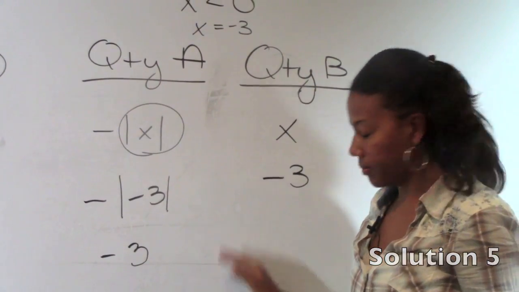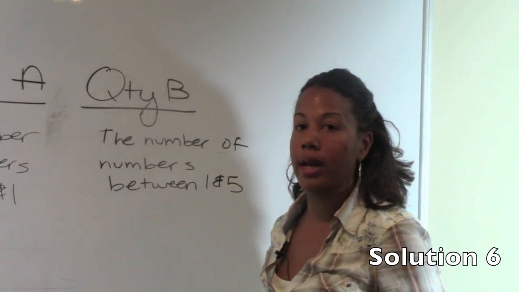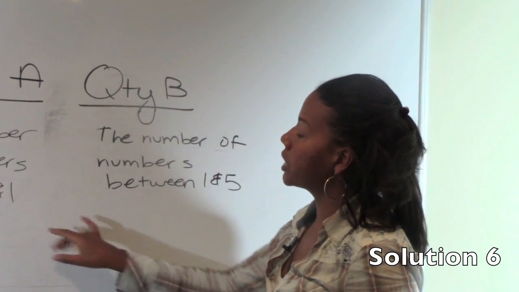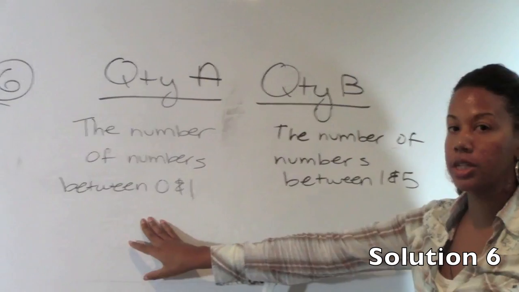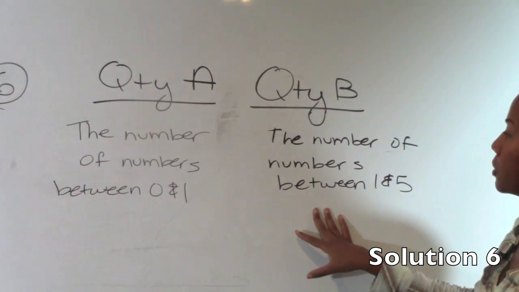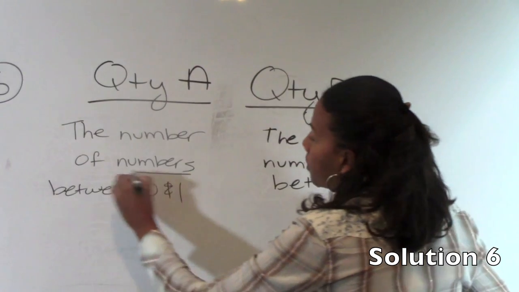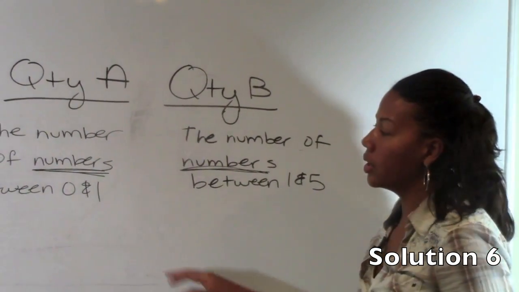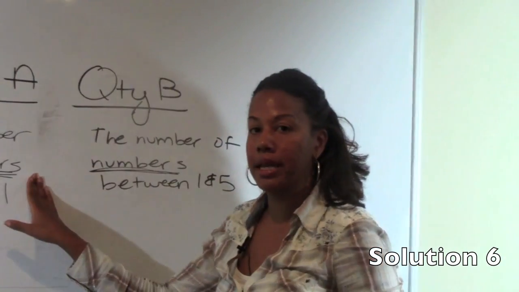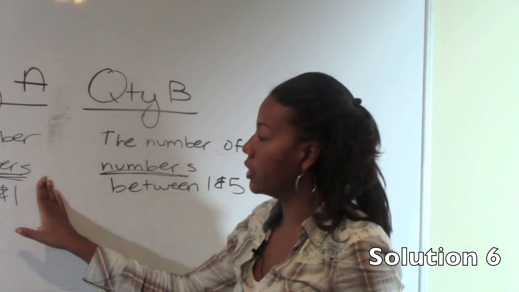Number 6, our third quantitative comparison question. Number 6 wants us to compare the number of numbers between 0 and 1 with the number of numbers between 1 and 5. This second, numbers and numbers, is very important, okay? So numbers again means all numbers, not simply integers.